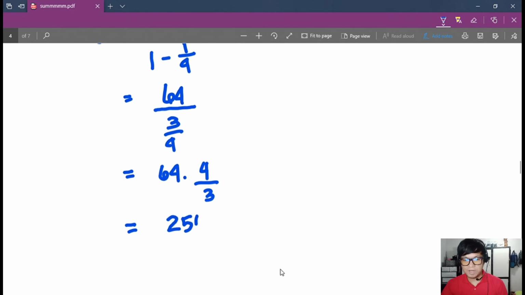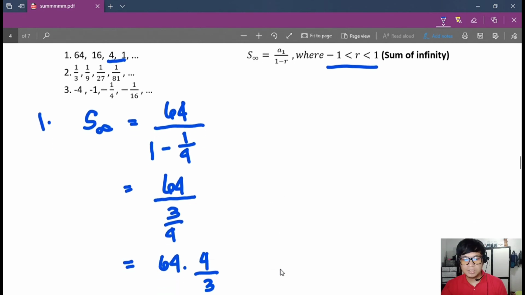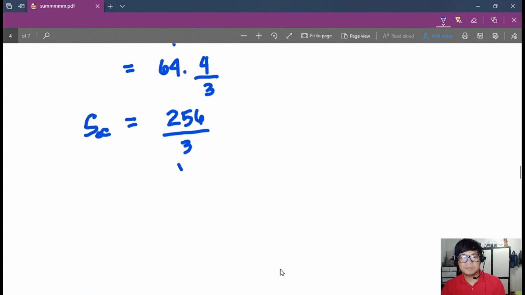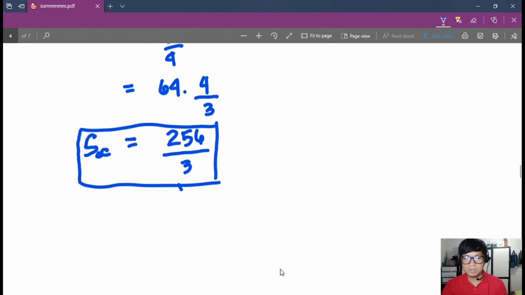256 over 3. Tingnan natin kung pwede ba ma-divide ang 256 ng 3. So, ano siya? May decimal point. So, pwedeng ito na ang final answer. The sum to infinity of the geometric sequence 64, 16, 4, 1, and so on is 256 over 3. Mas accurate kasi fraction ang ating sagot. So, yan yung ating, hindi na siya malowest term because wala silang common divisor.